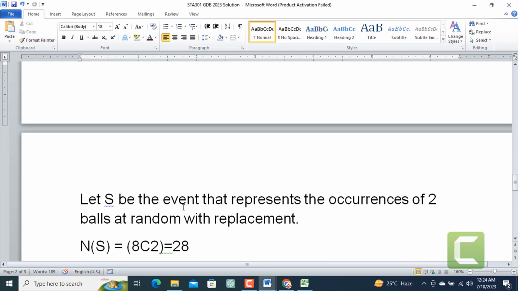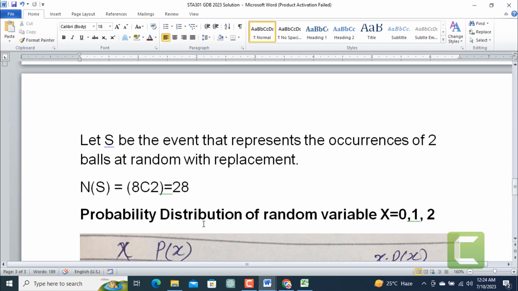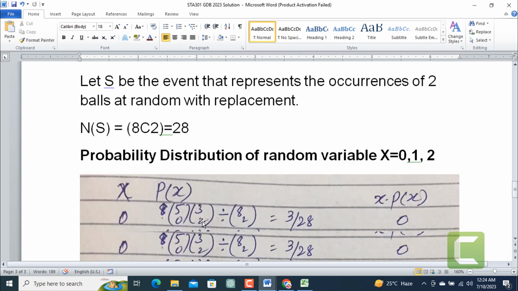Now let S be the event that represents the selection of 2 balls at random. So 8C2, we are going to solve it by factorial method, and we will get 28. Now come to the probability distribution of the random variable X. X is equal to 0, 1, 2, which is equal to small x.